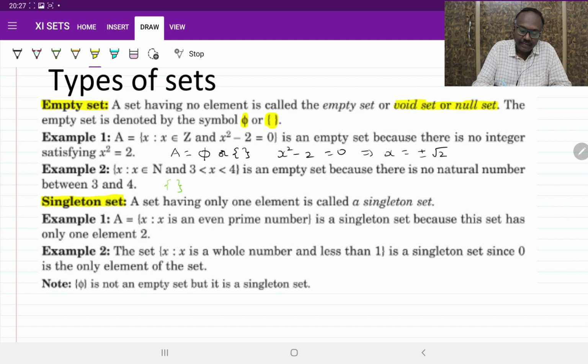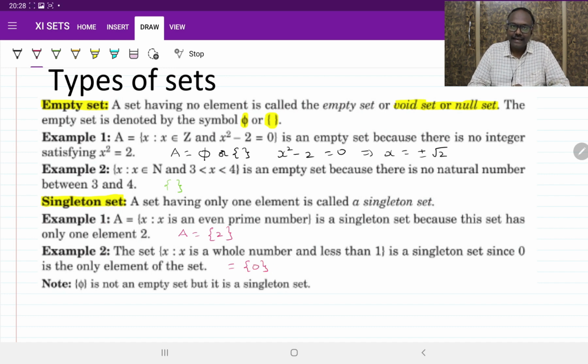So A equals the element 2. Since there is only one element in the set, we call it a singleton set. Another example could be the collection of all the natural numbers less than 2. There is only one natural number less than 2, that is 1. So that could be another example for a singleton set. Next, the set of all x, x is a whole number and less than 1. The only whole number which is less than 1 is 0. So here we can write this as a singleton set which contains the element 0.